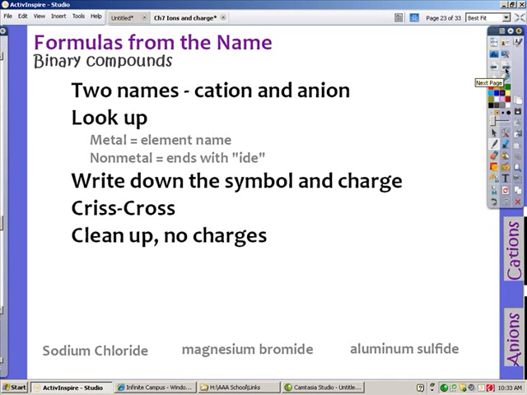So here's my process that I suggest doing. We need to first know what the name has for us, and we have a convention with these where we always list the cation as the first name and the anion as the second name. So for instance, like sodium chloride, the sodium is the cation and the chloride is the anion.